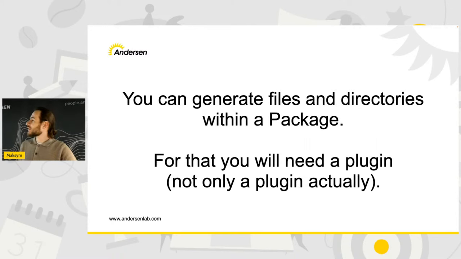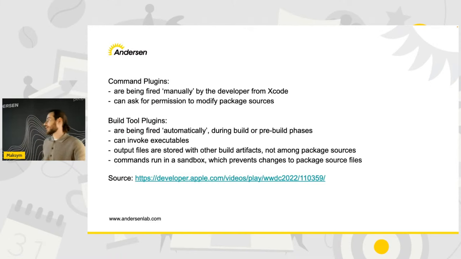So the second part is going to start with this kind of statement: you can generate files in directories within a package. For that, you will need a plugin. Well, not only a plugin, actually. There are two types of plugins: command line plugins and build tool plugins. Command line plugins are fired manually by the developer from Xcode. And as well, they can ask for permission to modify package sources.